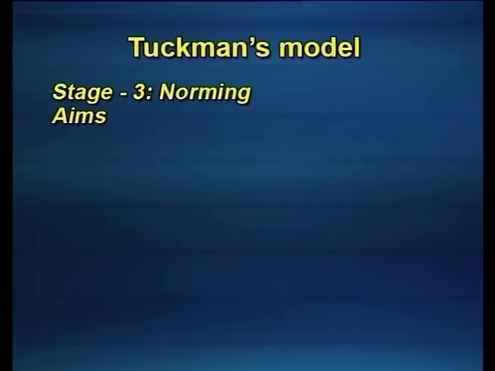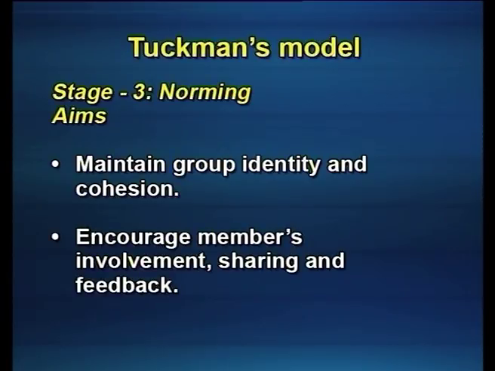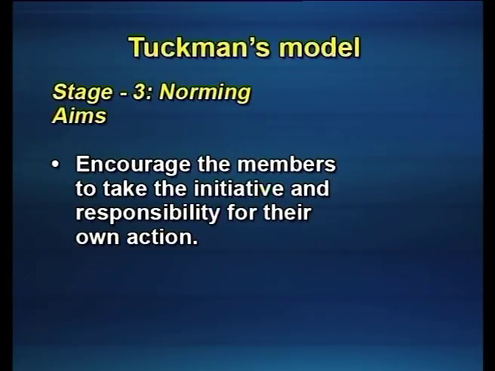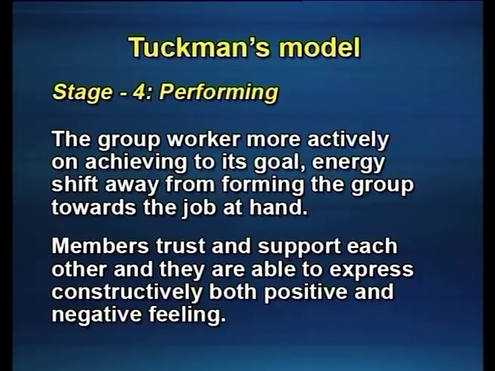There are various aims of the worker in the norming stage. Maintain group identity and cohesion, encourage members' involvement, sharing and feeling, and encourage the members to take the initiative and responsibility for their own actions. Stage 4. Performing. In the performing stage, the worker focuses more actively on helping the group achieve its goal. Energy shifts away from forming the group towards the job at hand. Members trust and support each other and are able to express constructively both positive and negative feelings.